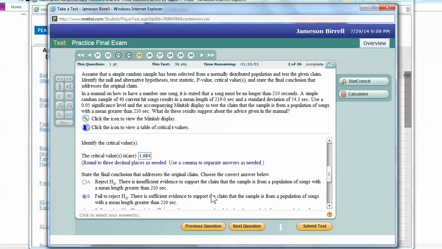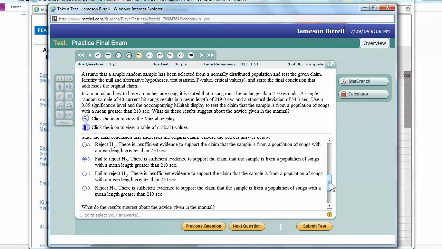We failed to reject the null. Let's see if this is the right one. So there is sufficient evidence to support the claim. No, not that strong of a statement. There is sufficient evidence to support the claim that the sample population.